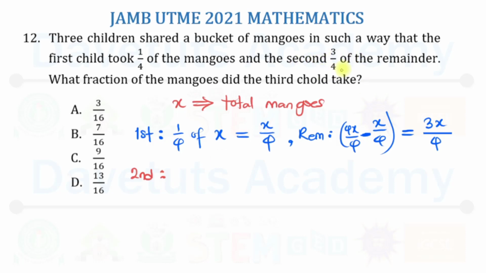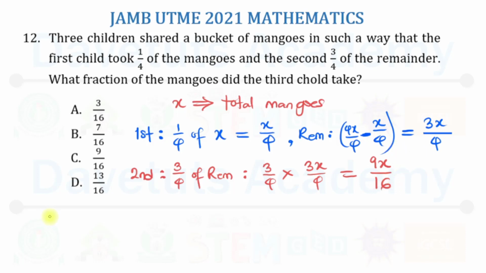We're told that the second child took 3 over 4 of the remainder. 3 over 4 of remainder, okay? And what's that going to give us? We're going to have 3 over 4 multiplied by the remainder we just got here to be 3x over 4, okay? So we just multiply this out. 3 times 3 is 9. That is what, not over 4. 4 times 4 is 16. We have 9x over 16, okay?